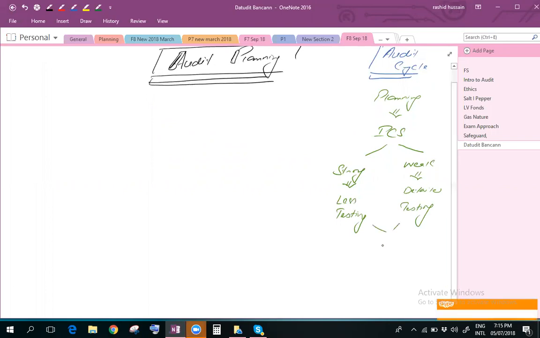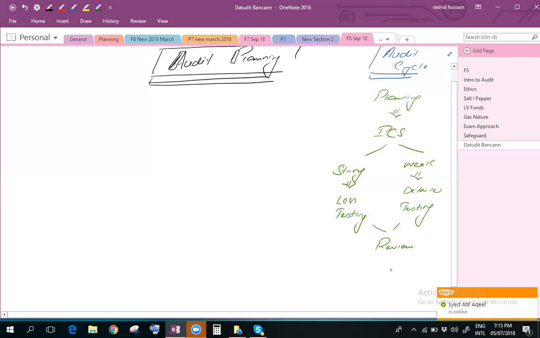Then there is review, and at the last there is the report. So this is the audit cycle. This is actually the cycle of the audit.